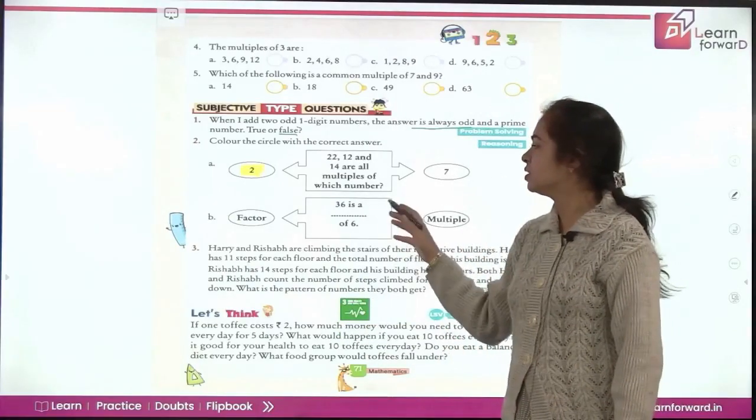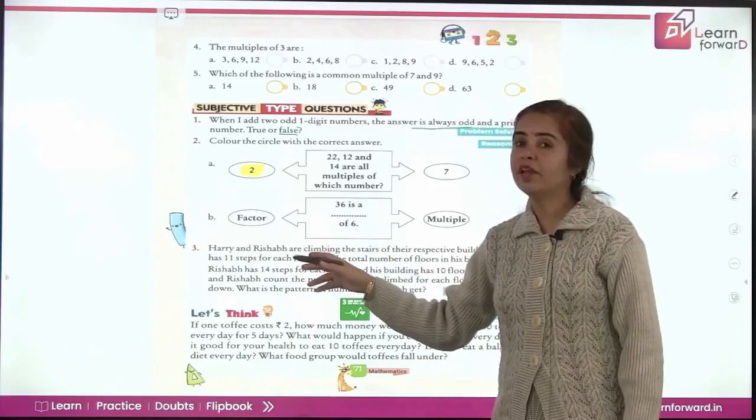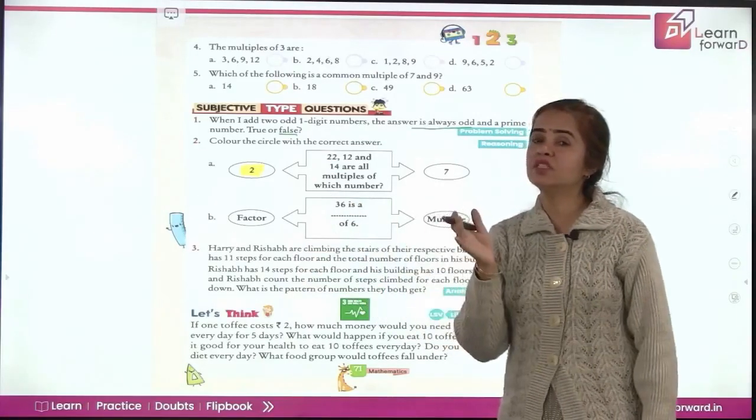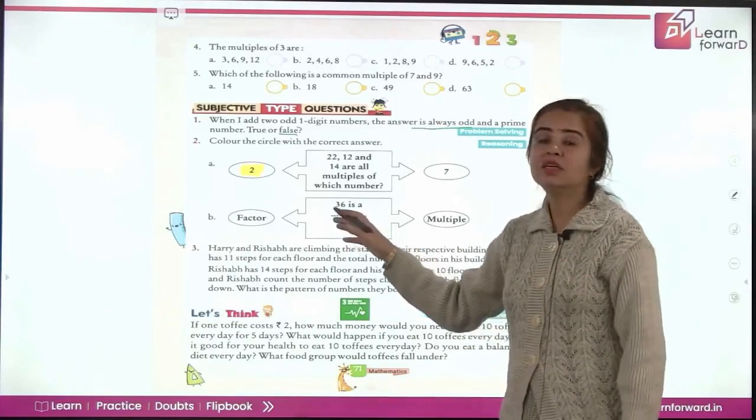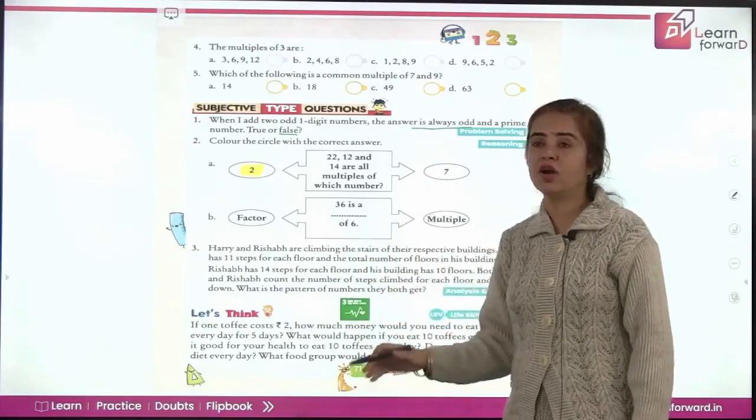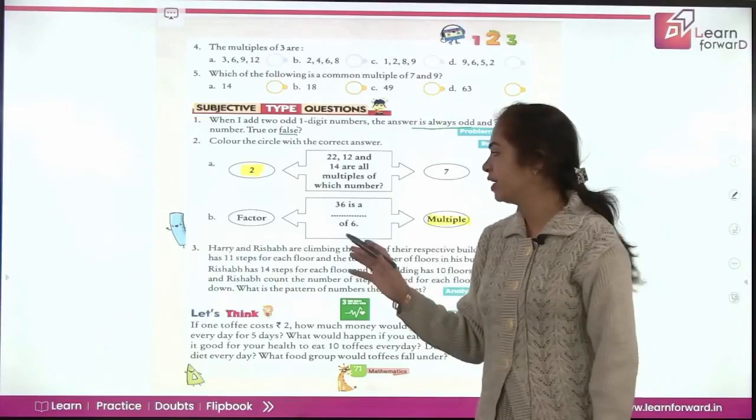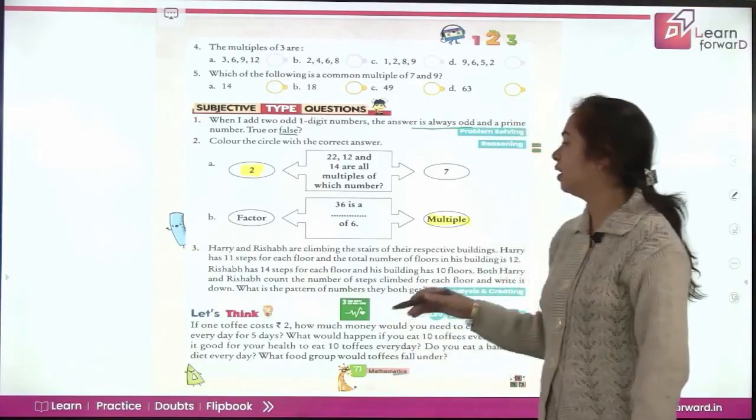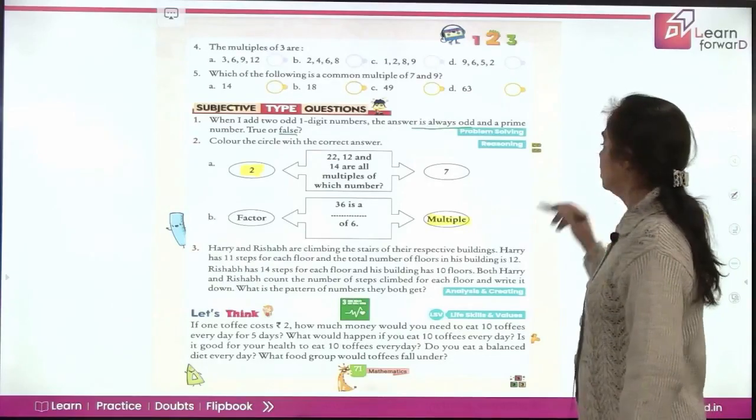Now 36 is a multiple of 6. Is 36 a factor? What have you learned? Factors are always equal to or smaller than the number. Here what do you see? 36 is bigger but 6 is smaller. So it is definitely not a factor. It is a multiple. And the next question says, Harry and Rishabh are climbing the stairs of their respective buildings.